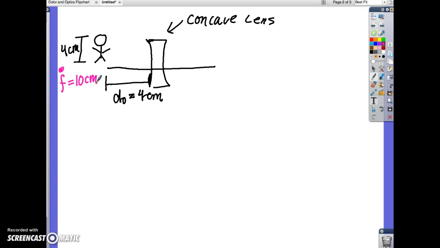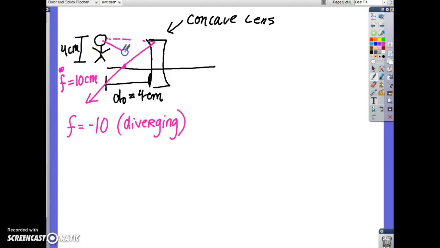Now, because it is a diverging lens, remember, you make your focal point equal to negative 10 because it is diverging. The reason that we do this is because when the light hits a diverging lens, the image ends up going back through here. So before we went to the center of the lens and then went through the focus on the other side, now we go through this focus right here. And now where they crisscross, a little image will be formed.